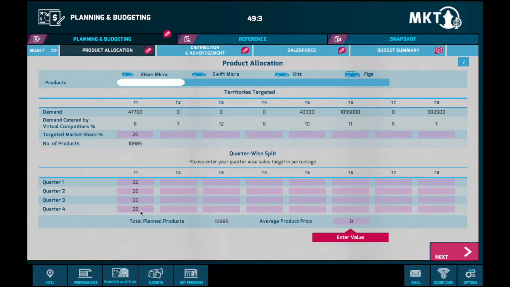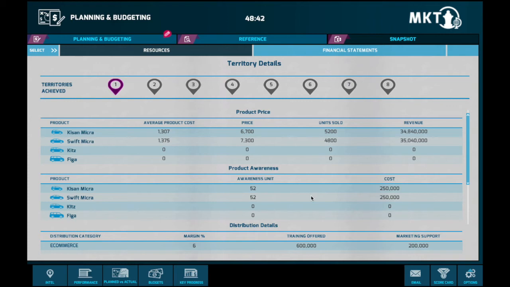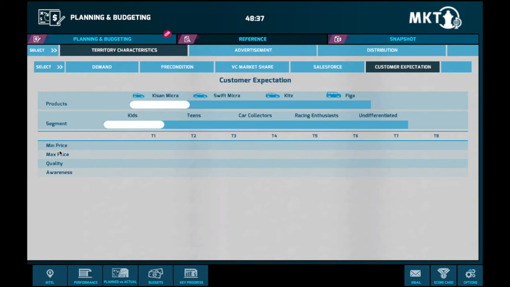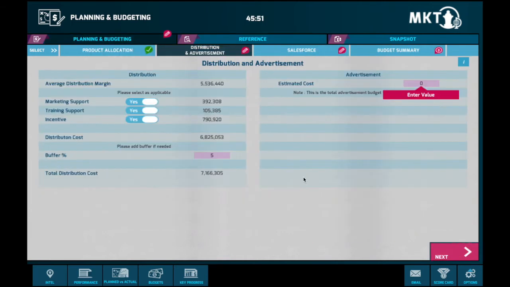This is a function of your resource availability in terms of both the manpower and the capacity which is available in your company. Having determined the quarter-wise split, you would now need to determine the average product price. This comes from your past experience in terms of the price that you have set and the overall sales which has happened, and more importantly also the customer expected price. So you can actually take a look at the customer expected price and your past performance and that of your competitors in determining the price that you would like to set for your product.